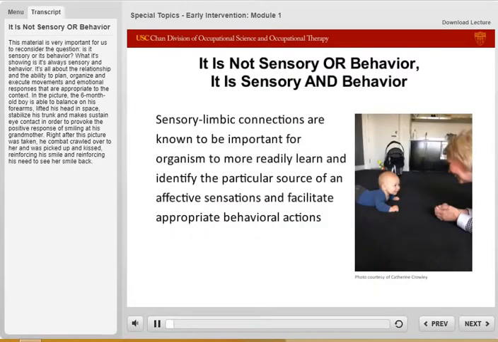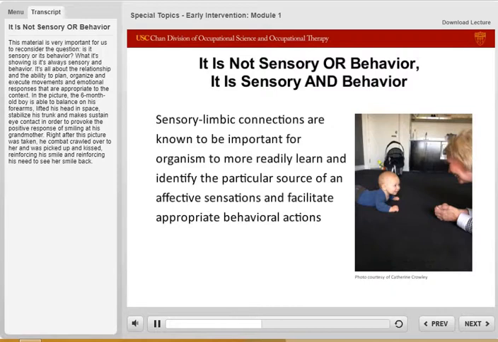So this material is very important for us to reconsider. The question, is it sensory or is it behavior? What it's showing is it's always sensory and behavior. It's all about the relationship and the ability to plan, organize, and execute movements and emotional responses that are appropriate to the context.